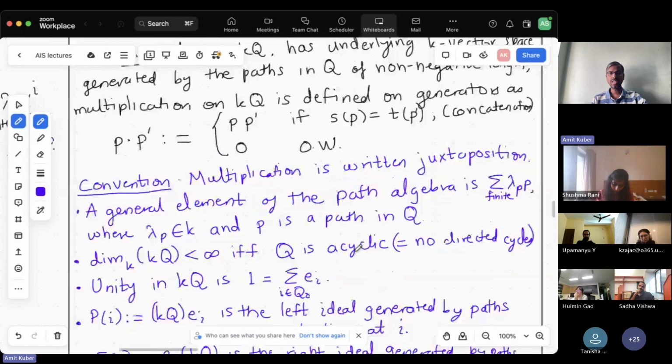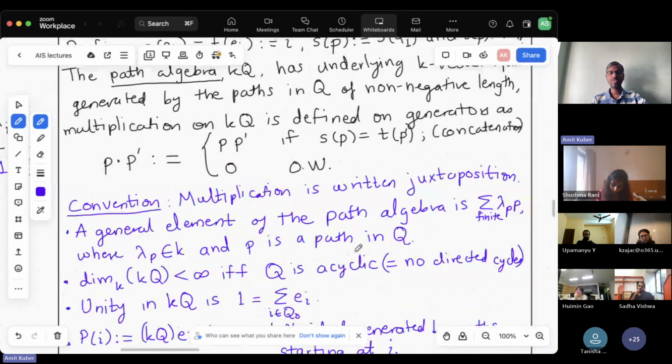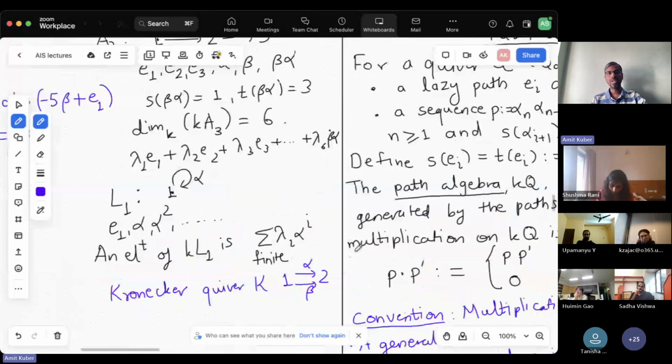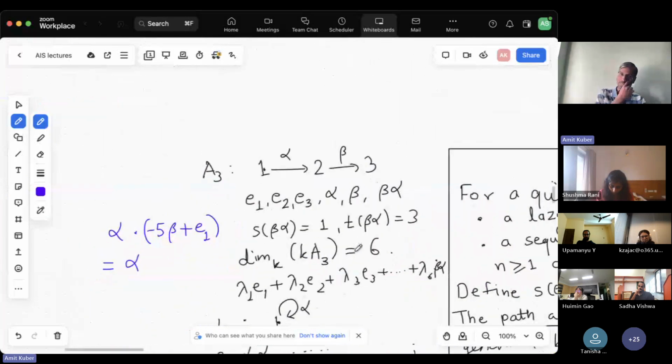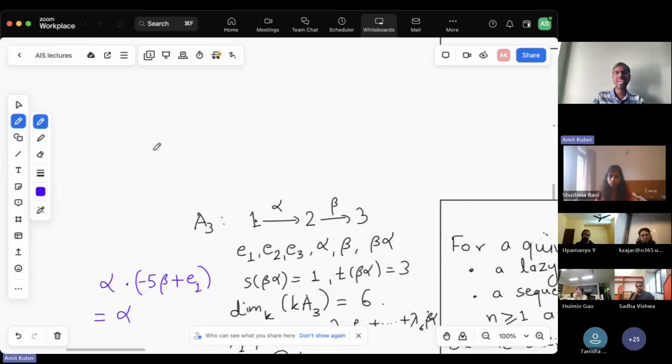Now, before I go any further, let us try to write these things in a nice form. We have to have some kind of conventions, but because we have already chosen the convention for writing paths, the data of KA3 can be written as lower triangular matrices. So this is our KA3. KA3 is isomorphic to this.